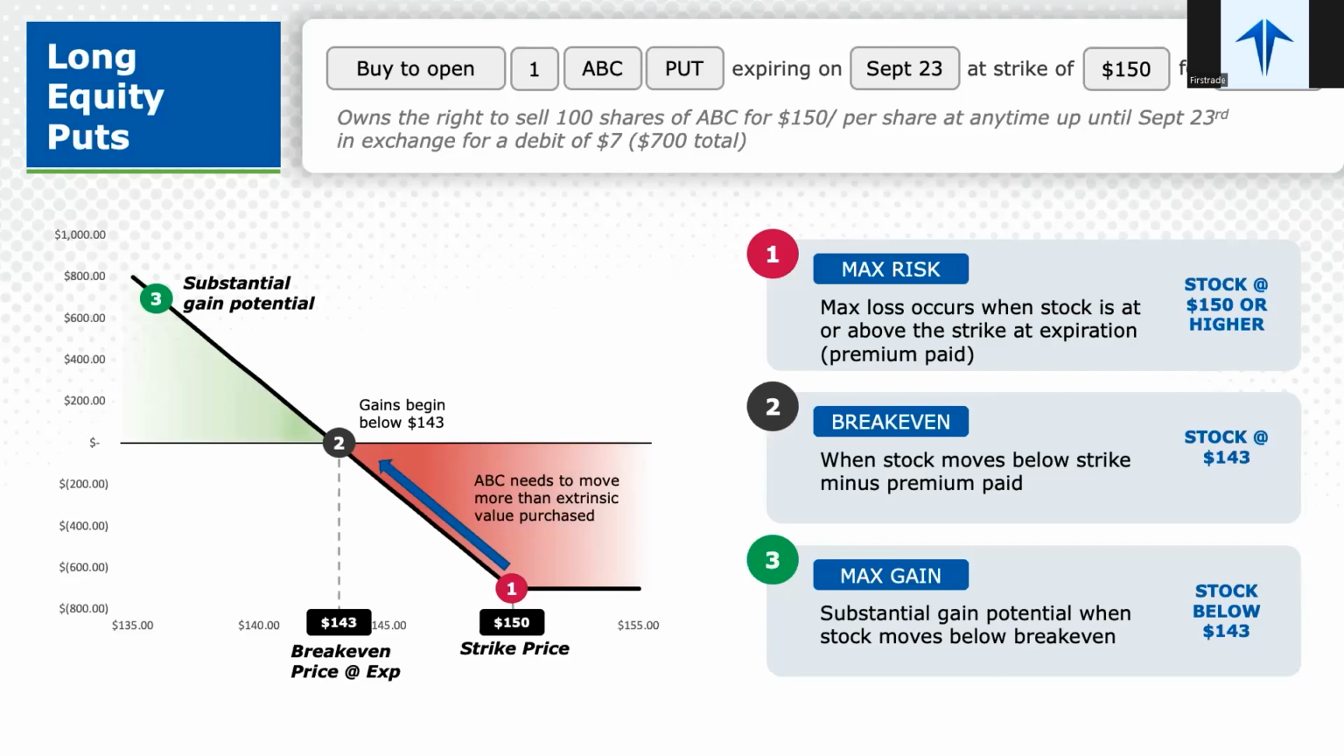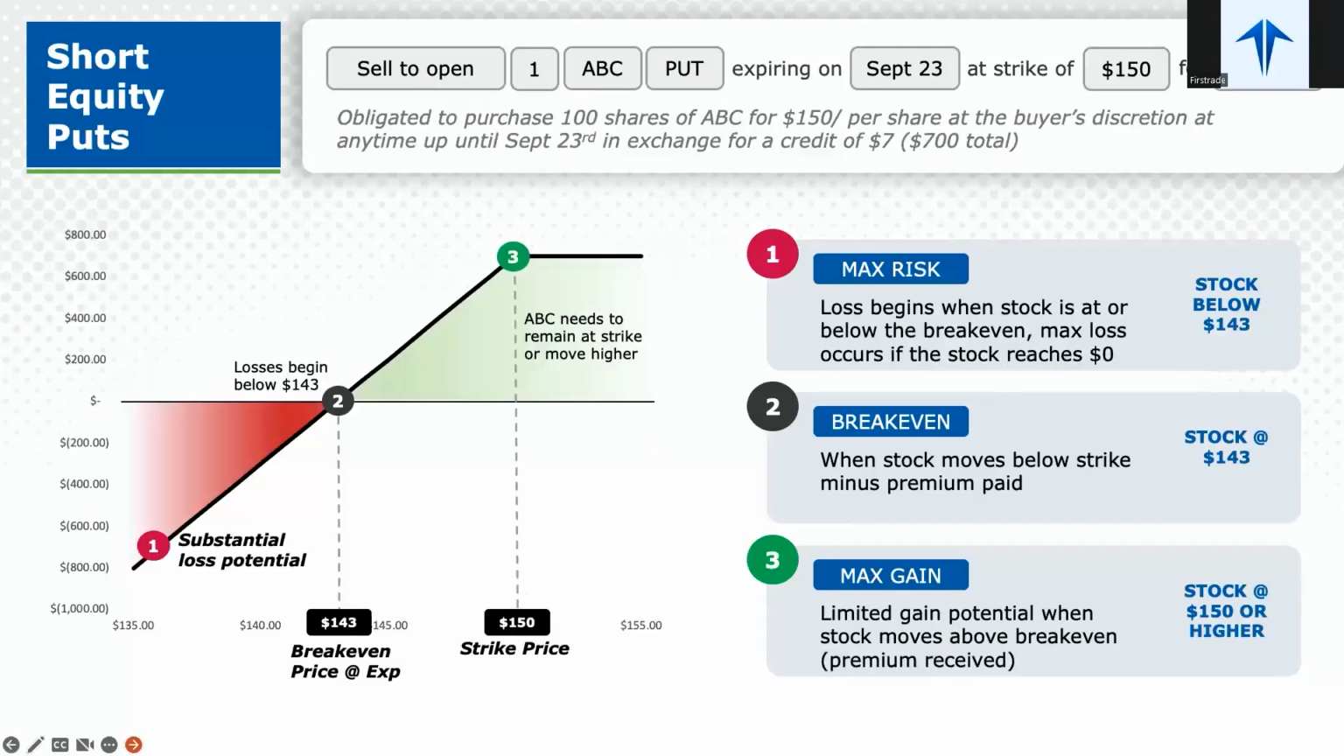right to sell at 150. If we were to buy at 143, we'd make a gain of 7, but that's offset by the $7 that I paid for the contract. And then, of course, max gain is substantial as it goes to 0 and moves below the break even. So you can see how this is extremely similar to the long equity call. The difference is the direction. Now we're just looking for a downwards movement rather than an upwards movement. And that's all it is.